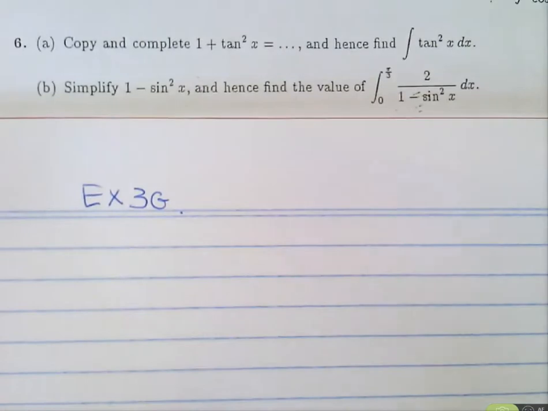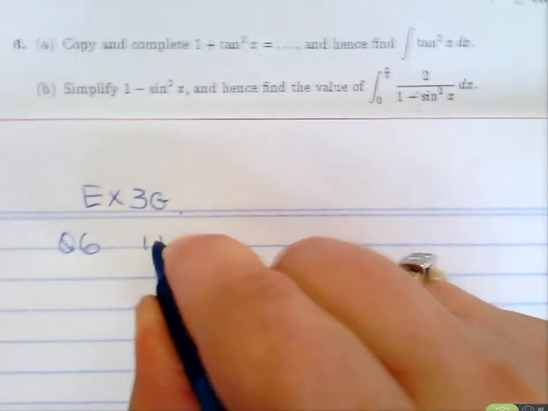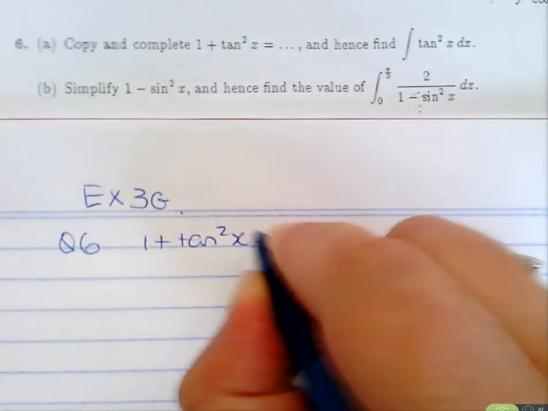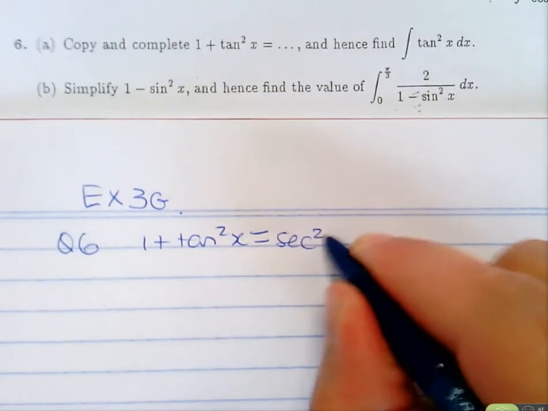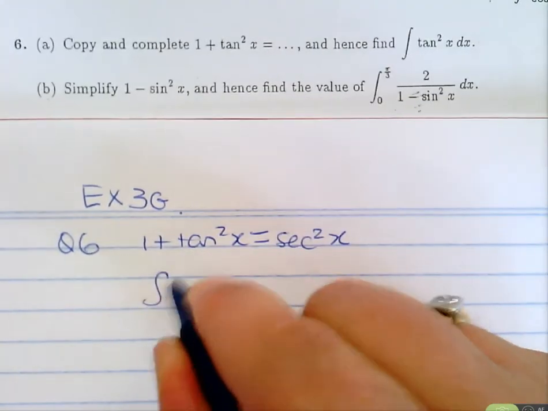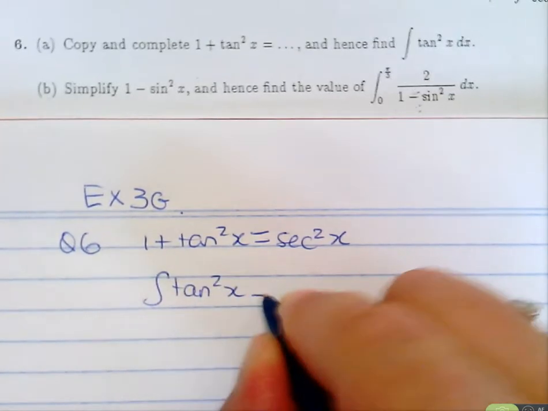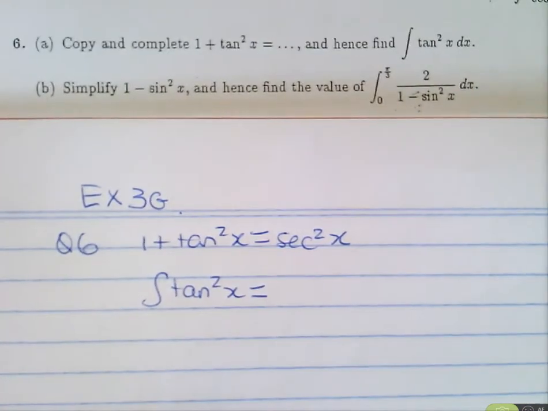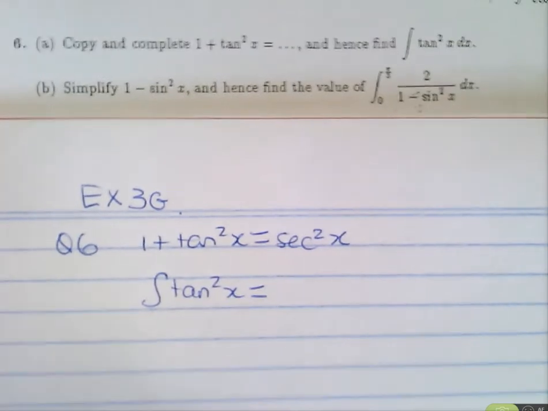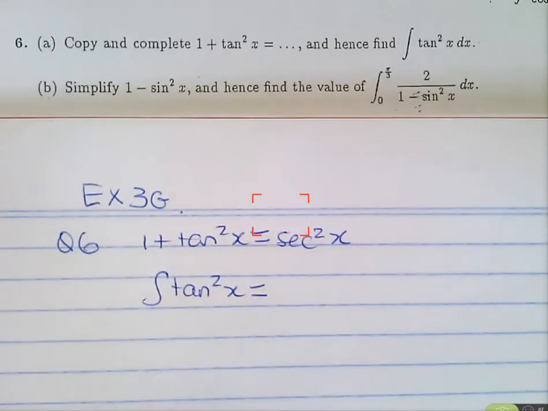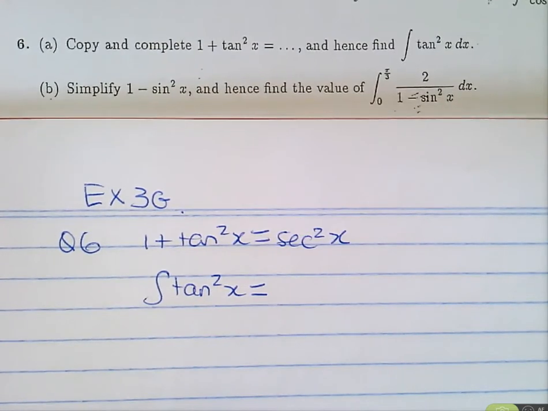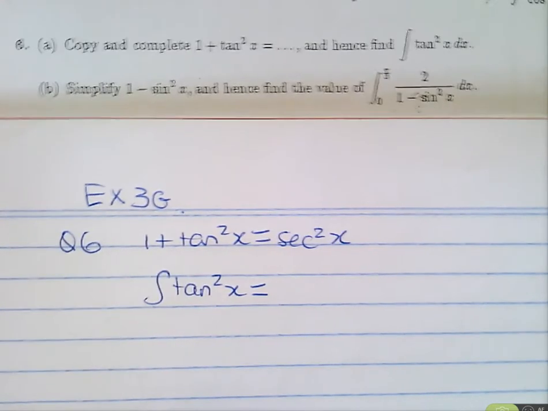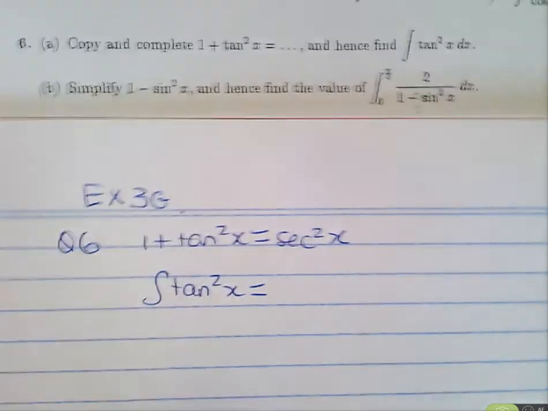Copy and complete. 1 plus tan squared x is equal to what? Good. Hence, find the integral of tan squared x. All right, girls. I think you're okay with those other questions. So it says 1 plus tan squared x equals sec squared x. How would you then find the integral of tan squared x?